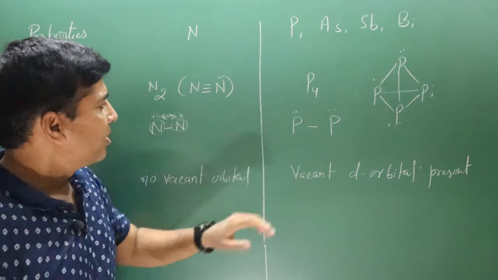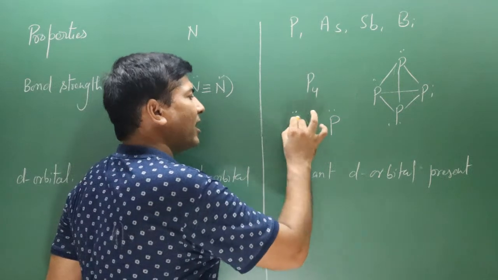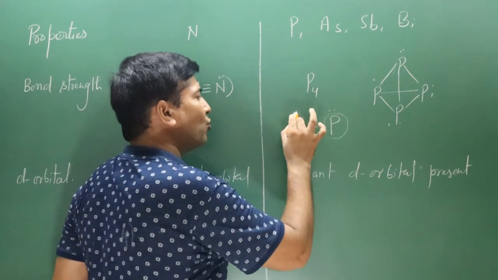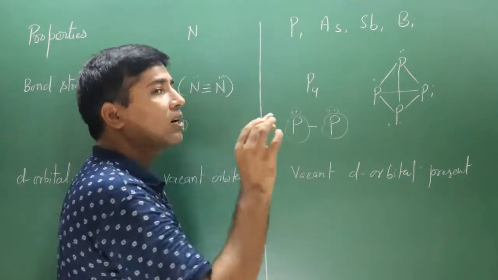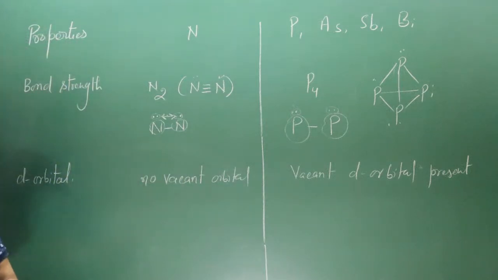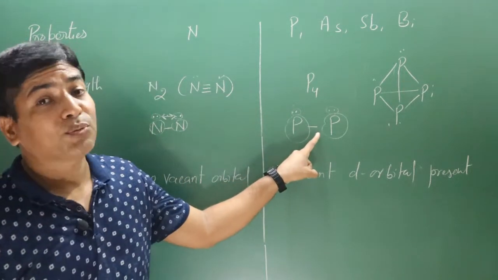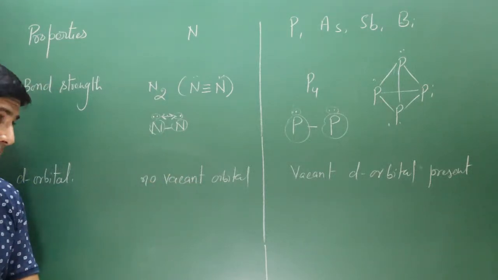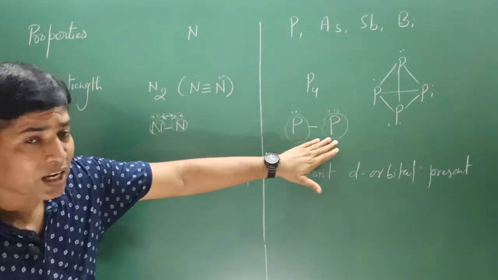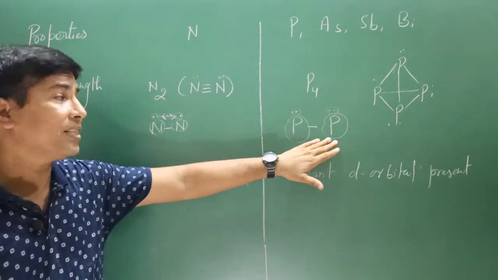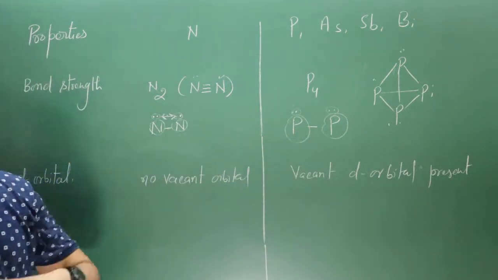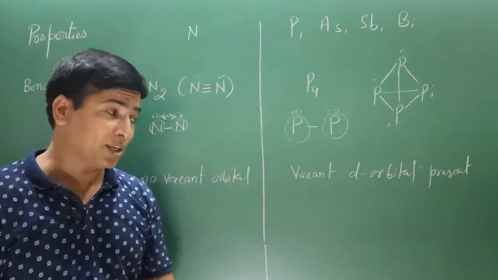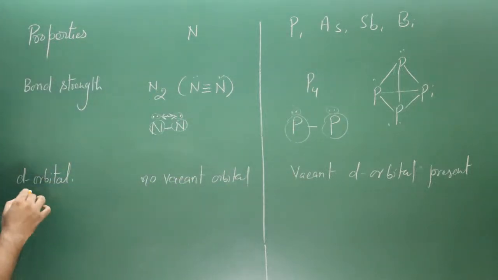But phosphorus has a larger size than nitrogen, that's why these lone pairs are far away and do not cause that much repulsion. This is the reason the bond strength in phosphorus is higher than the bond strength in nitrogen. Keep in mind, that's why phosphorus has a higher catenation property than nitrogen. The higher the bond strength, the higher the catenation property. Now we talk about the vacant d orbitals.